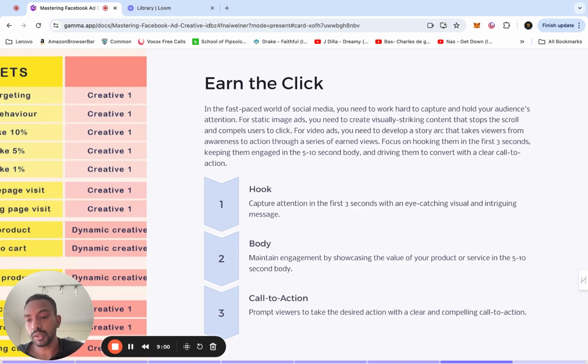So you focus on hooking them within the first 3 seconds, keeping them engaged for 5 to 10 seconds, and then driving them to convert with a clear call to action. And the hook is within the first 3 seconds. The body is where you build on the story, and the call to action is where you prompt your viewers to actually go ahead and take action.